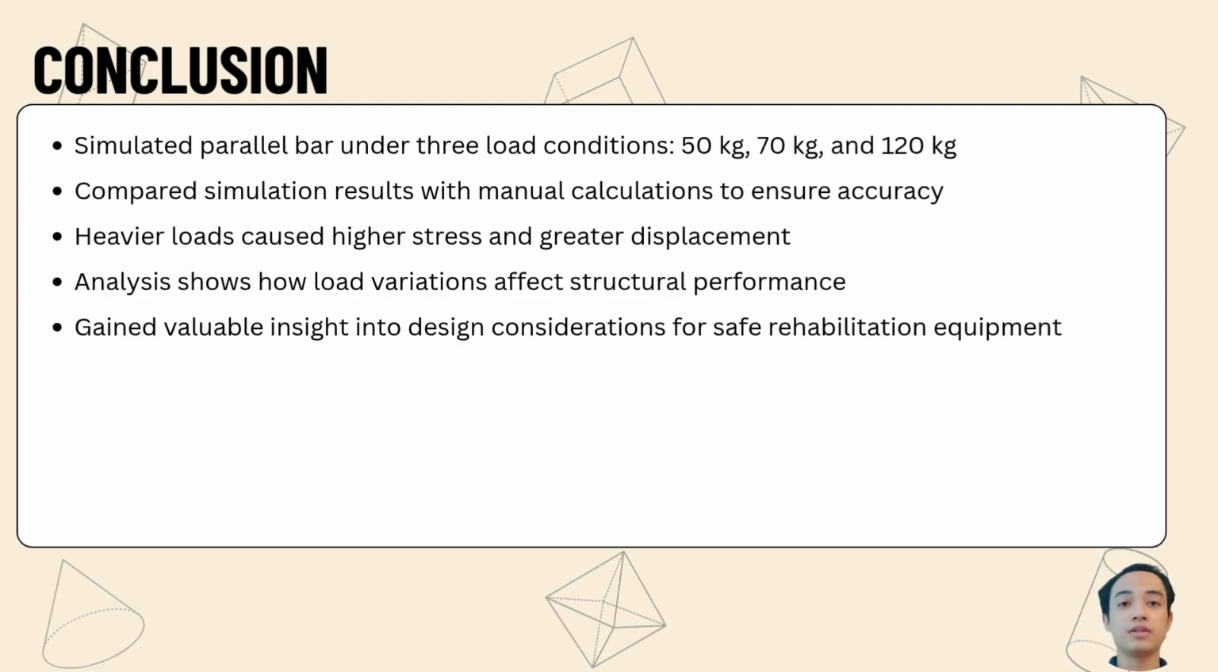So for the conclusion, we simulated the parallel bar under 3 load conditions, the first one is 50 kg, the second one is 70 kg, and the third one is 120 kg. And then we also compared the simulation result with manual calculation to ensure our accuracy. We also find out that heavier load causes higher stress and greater displacement. The analysis shows how load variation affects the structural performance. And the last one is we gain a valuable insight into design consideration for safe rehabilitation equipment.